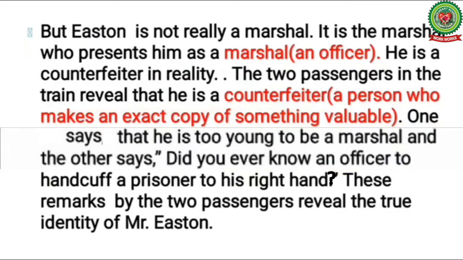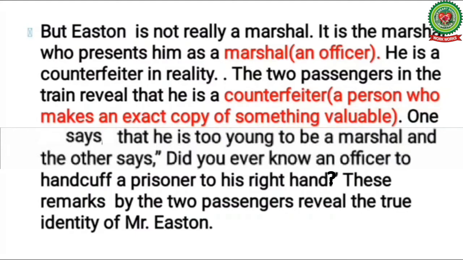One says that he is too young to be a marshal and the other says, "Did you ever know an officer to handcuff a prisoner to his right hand?" These remarks by the two passengers reveal the true identity of Mr. Easton. Meaning of marshal: an officer. Counterfeiter: a person who makes an exact copy of something valuable.